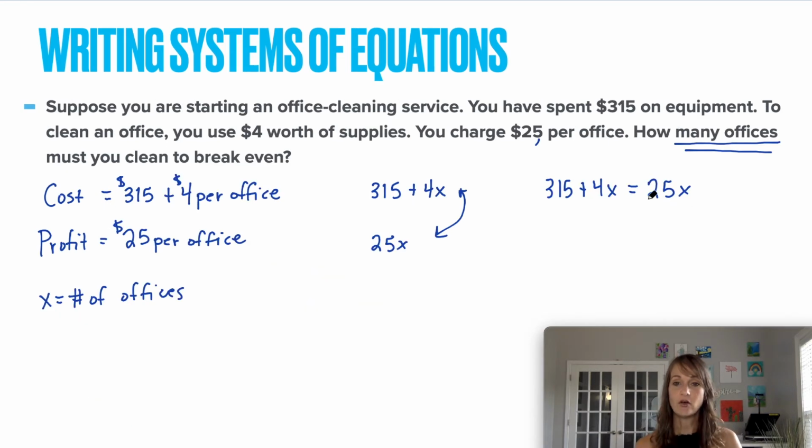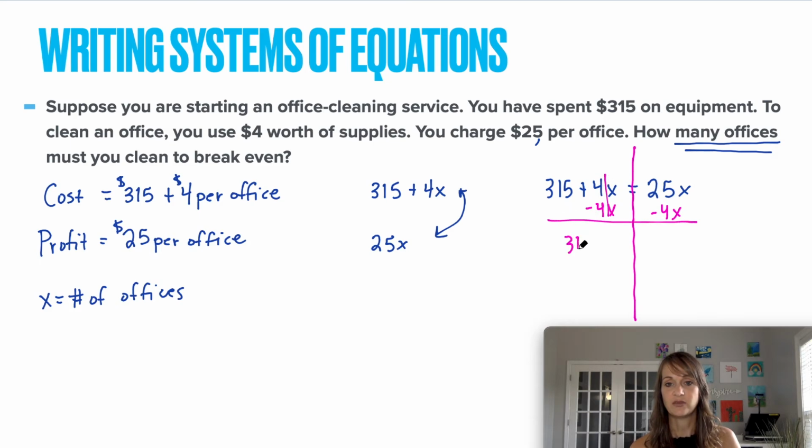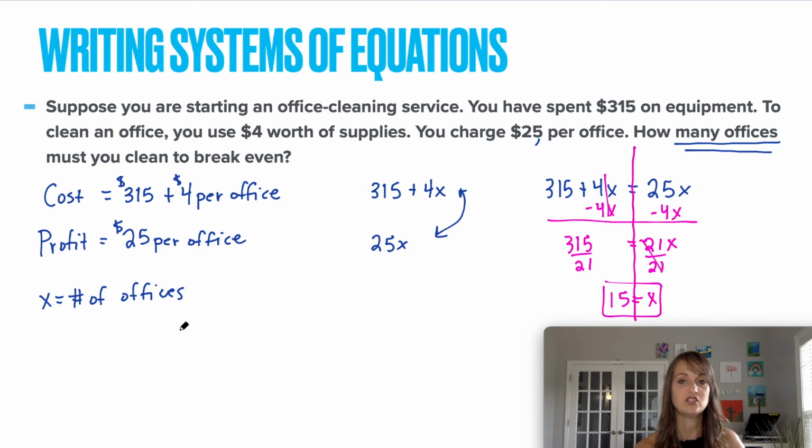In this case, you have only one variable, so in order to solve this equation, I'm just going to draw a line. I'm going to subtract 4x on both sides in order to get them on the same side. So I'll get 315 equals 21x. So I need to divide both sides by 21. And I'll get x equals 15. And what does that 15 mean? It means that she needs to clean 15 offices to break even.